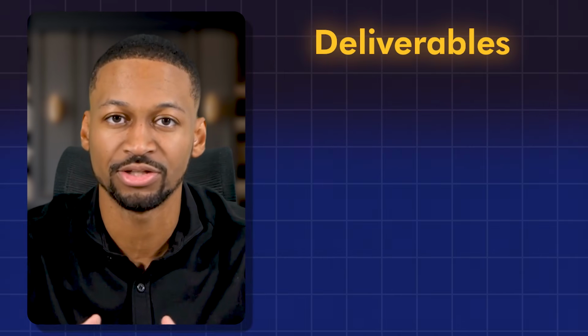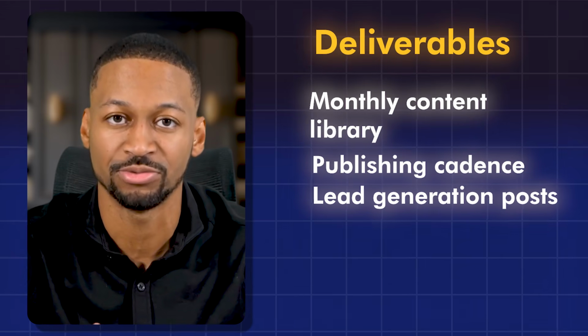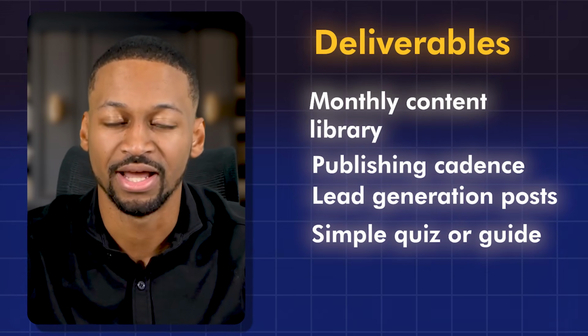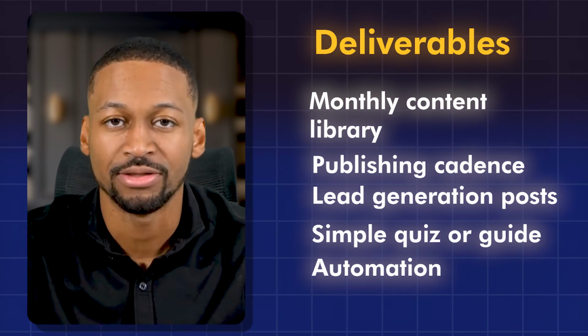The deliverable can include a monthly content library, a set publishing cadence, lead generation posts, a simple quiz or guide, and the automation that turns a keyword comment into a conversation. The important part is productization. The client knows what they receive, the team knows the checklist, and we can repeat the workflow without reinventing the agency every month. Now let me show you the fulfillment system with a real example, because this is where the offer stops sounding theoretical.